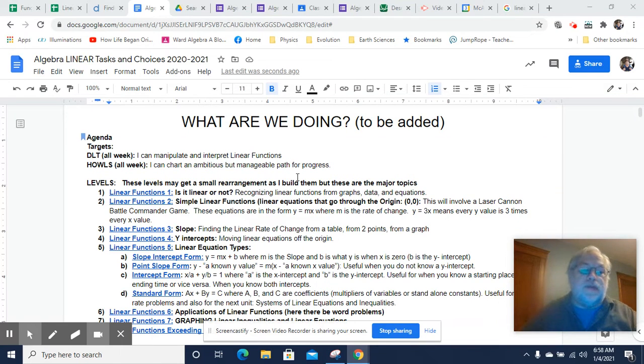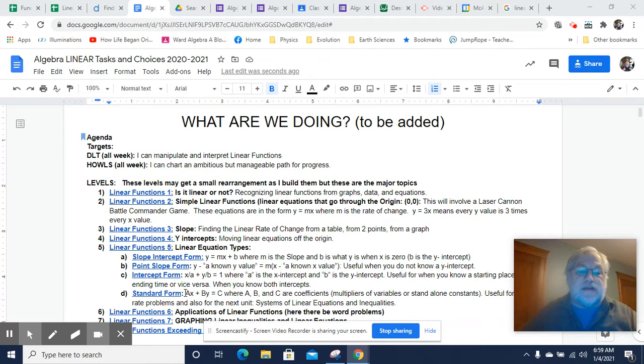I'm going to be talking about the standard form. At this point, you've probably done the slope-intercept form, level 5A. You've probably worked with the point-slope form, which is 5B. That's where you have a point and a slope, and you can come up with a line equation for that. You probably worked with the intercept form, where you have the x and y intercepts: x over the x-intercept plus y over the y-intercept equals 1.